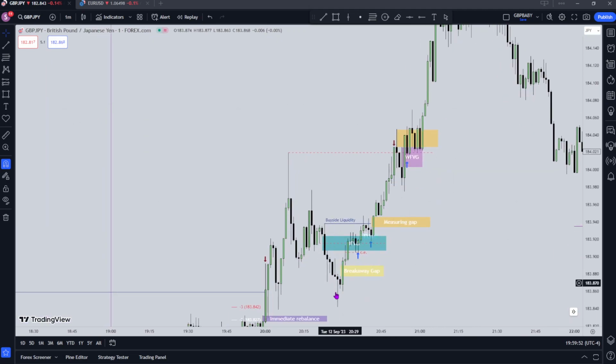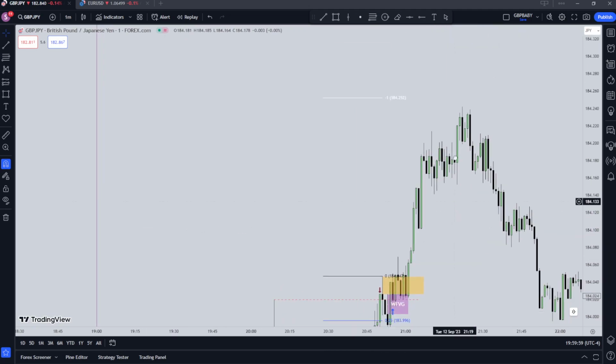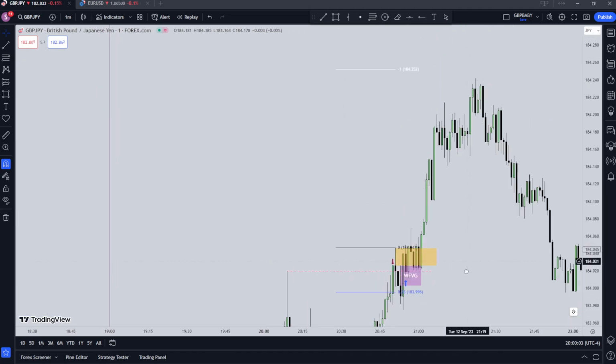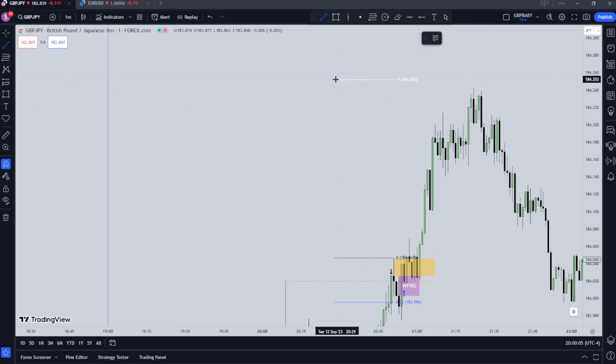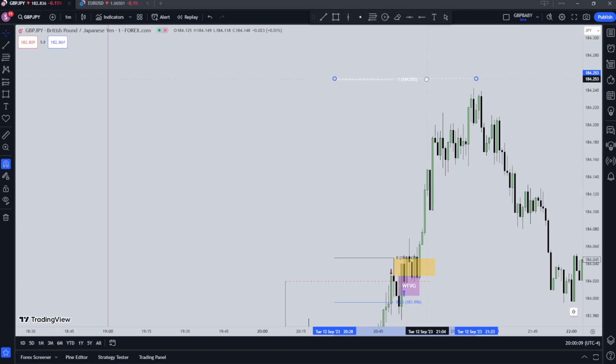And then where would we expect to expand to? Double what it's already done. But you can see it reaches a little bit higher than that. So I'll probably get out at the breaking market structure, which is near the top, near the range.